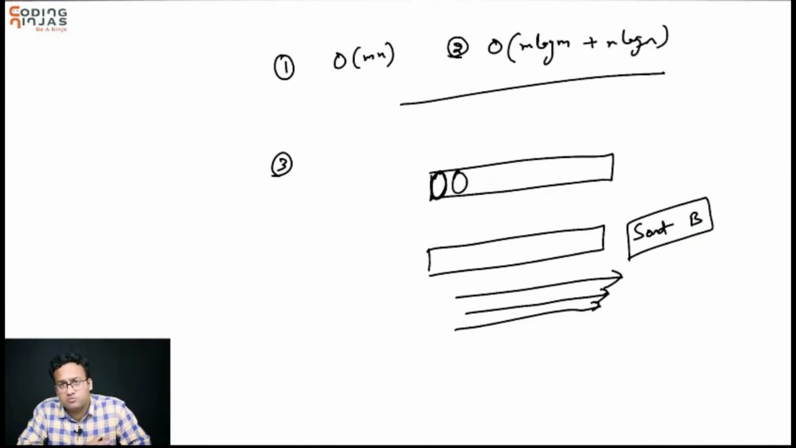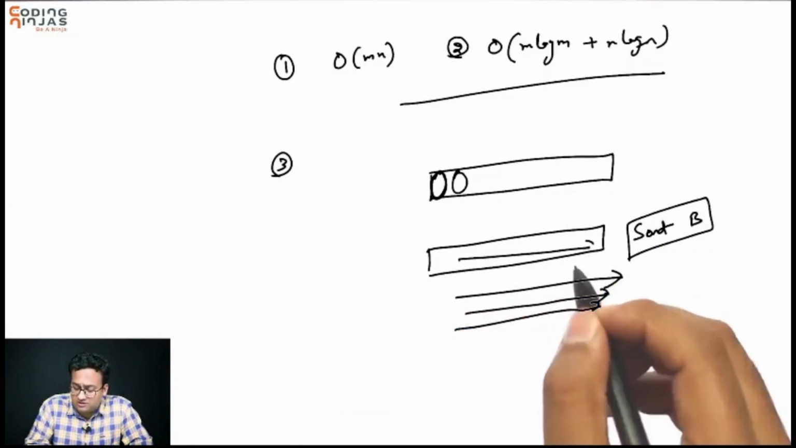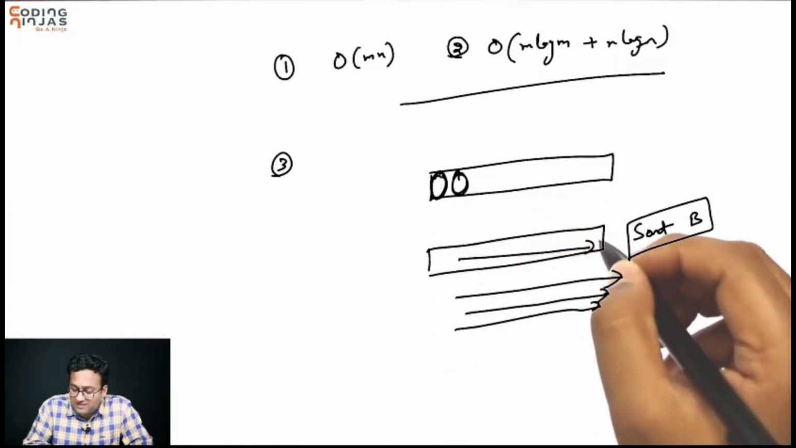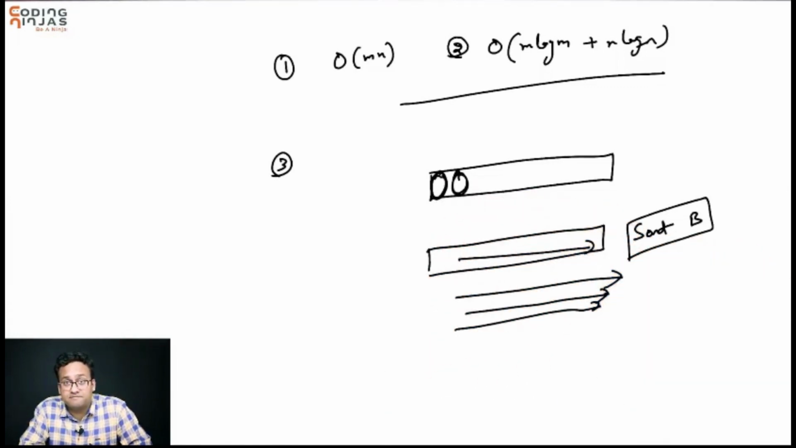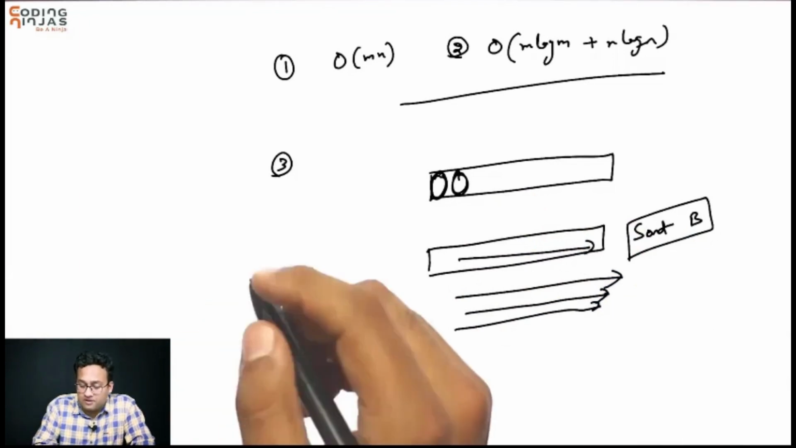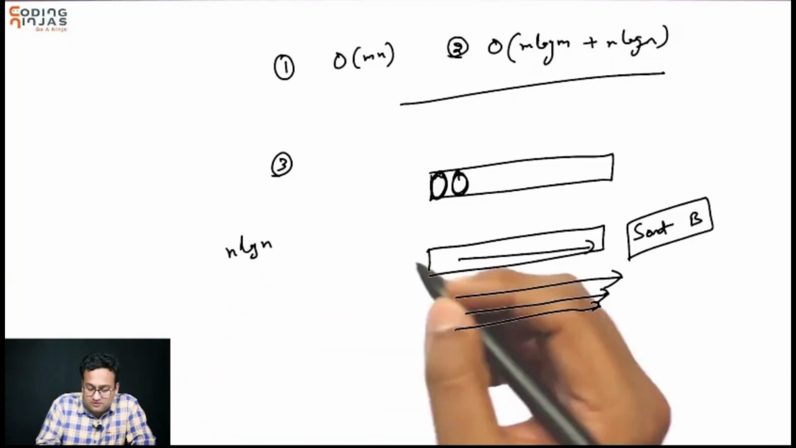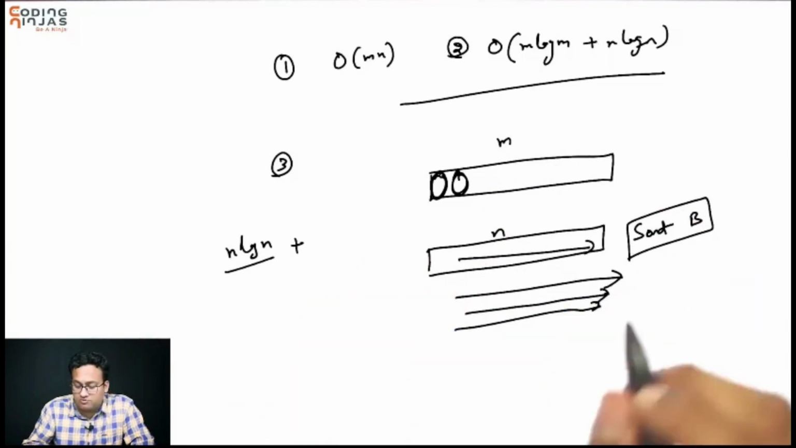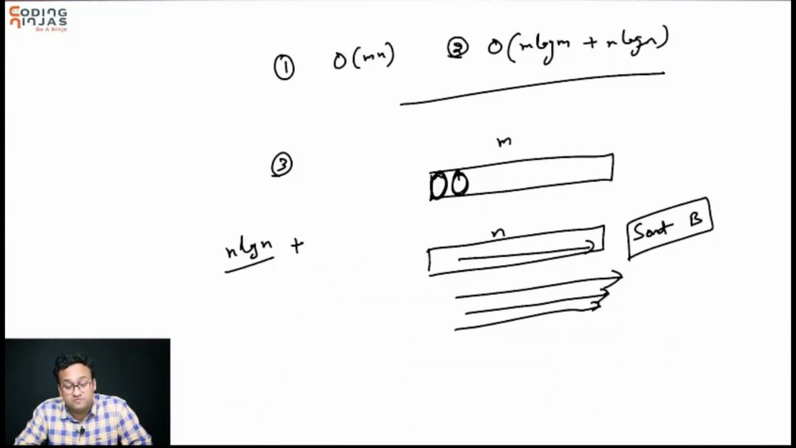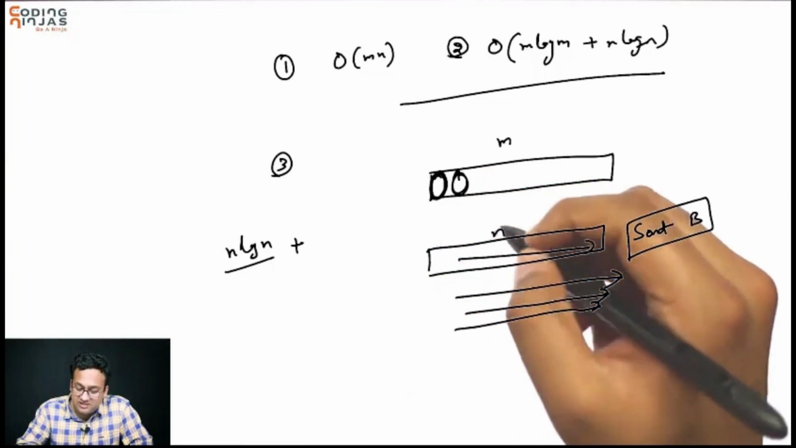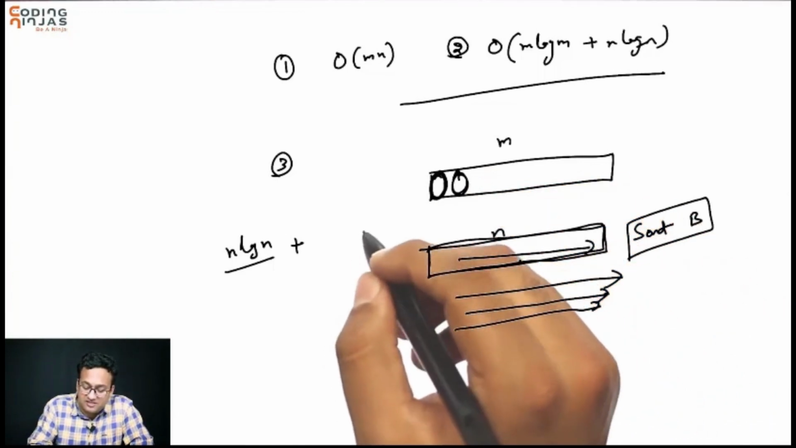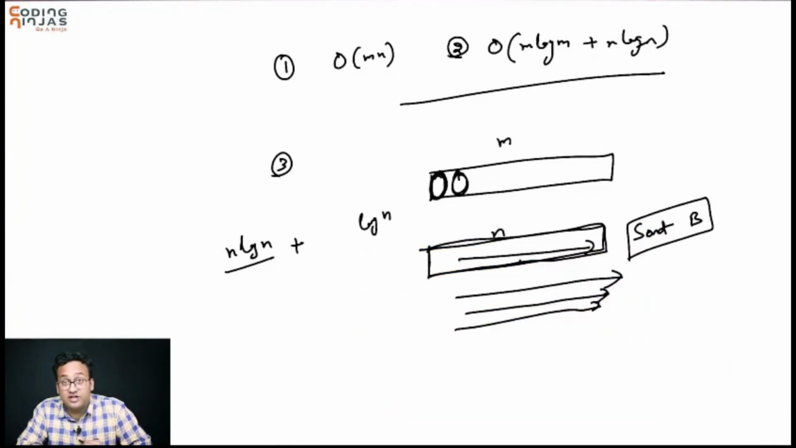Don't sort A, just sort B. So if B is sorted, you can pick each of these elements and do binary search in the second array. So how much time will this algorithm take? First of all, this is n size, this is m size. n log n to sort B, plus you need to search these elements in this array. Searching one element in this array with binary search is going to be log n, that we have already seen.